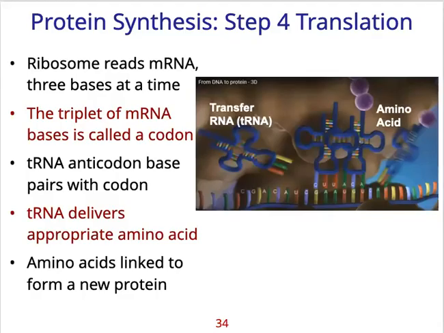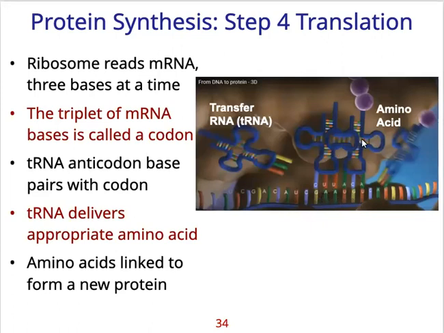In the cytoplasm, the ribosome binds to the mRNA transcript and then begins reading it 3 bases at a time. That triplet of mRNA bases is called a codon. And we also have the anticodon, which is basically a triplet of corresponding 3 bases on the tRNA. So the anticodon on the tRNA corresponds with the codon on the mRNA.